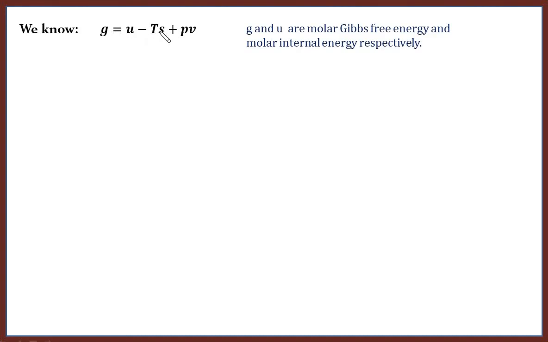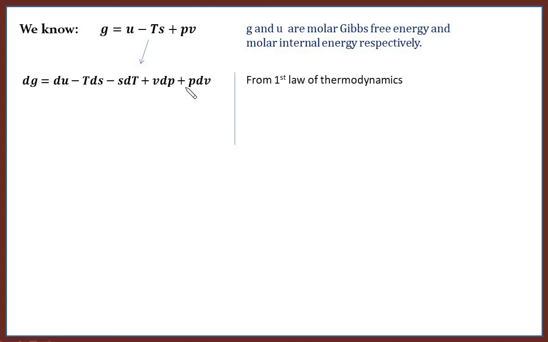Now we know from our previous lecture on Gibbs free energy, g equals u minus Ts plus Pv. This is the Gibbs function. As this is the molar Gibbs function, that's why we are using a small g instead of capital. This u is molar internal energy, this s is molar entropy, and so on. Now if you differentiate this equation, you will get dg equals du minus Tds minus sdT plus vdP plus Pdv. Just utilize first and second law of thermodynamics.